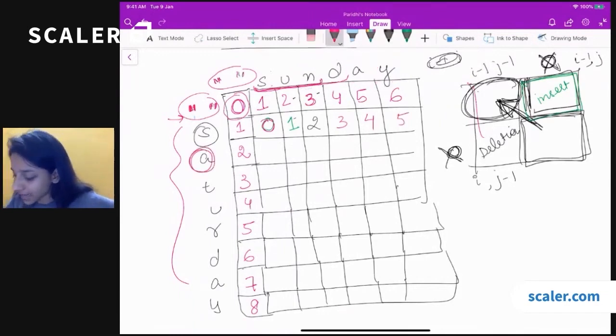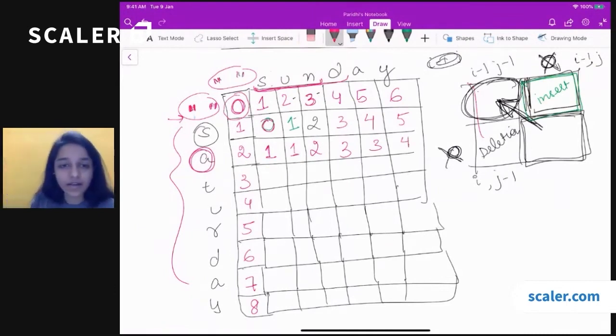So A and S don't match, the minimum is 0, we will take 1. Then A and U don't match, so 0 is the minimum, we will add 1 to it. A and N don't match, we'll get 2. For A and D, what will we get? We will get 3. Then here they match, right? So we will just take this cell, we don't have to add anything to it. Now A and Y are there, so 4 will come over here.